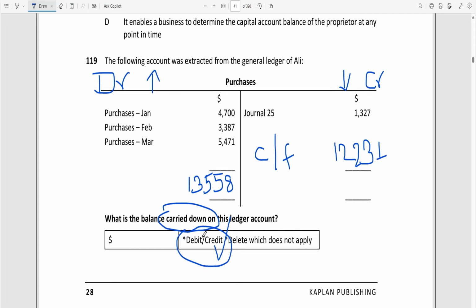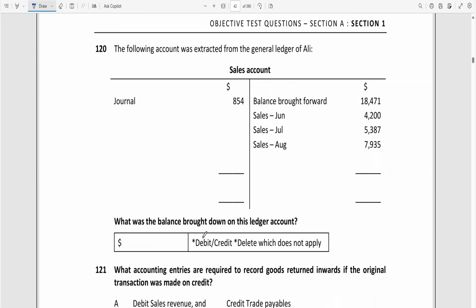Okay, let's move to the next question. 120. The following was extracted from the general ledger of Ali, and this is related to the sales account. What is the balance brought down on this ledger account? Now the question has asked for the brought down balance. So remember with this term, what I said, we need to do the opposite. First, let's calculate the balance.